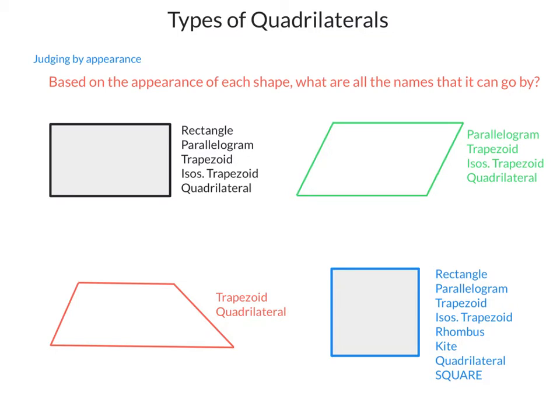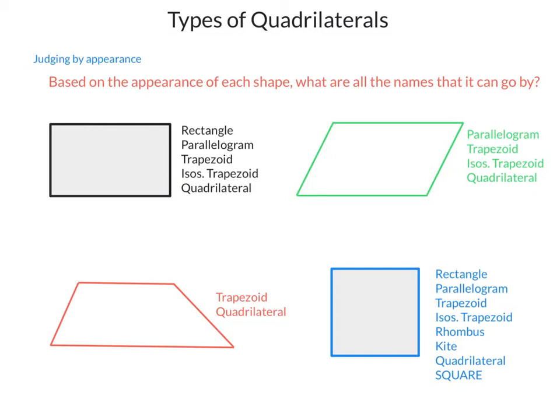Now, a square in quadrilaterals is a very special figure. It embodies all of the other types, like I said, except for dart, and it really doesn't have its own definition, except it's a crossbreed of everything else. And we'll talk more about how the different shapes are related to each other here in just a few minutes.